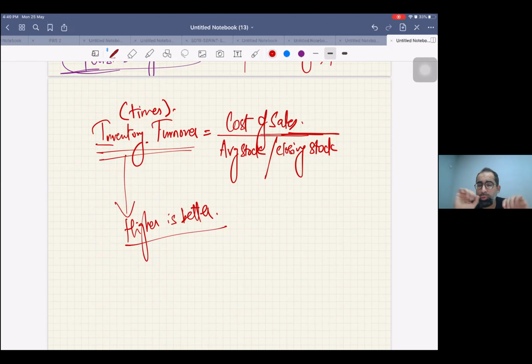And one more thing, you connect this ratio with asset turnover as well. In the last class we studied asset turnover. Asset turnover means how efficiently you are doing your sales. So if the sales speed is slow, that means your efficiency is also lower. So you connect this ratio with asset turnover as well. Just think over it.